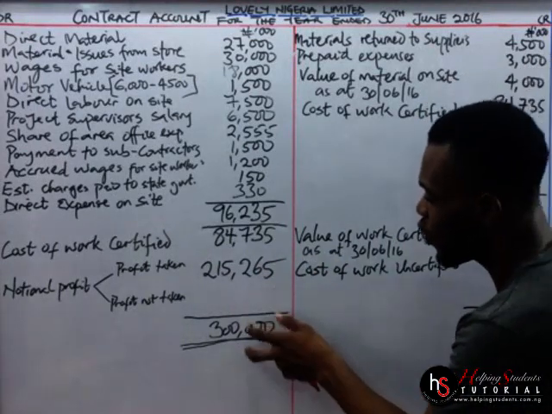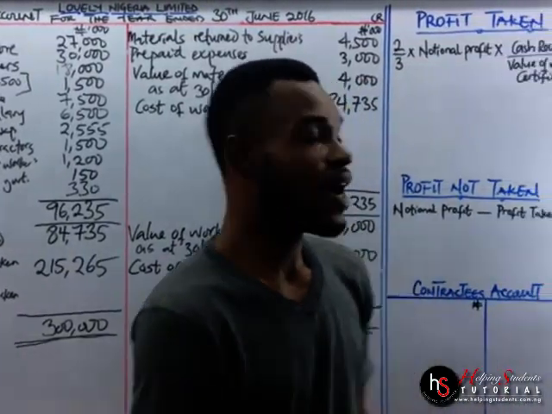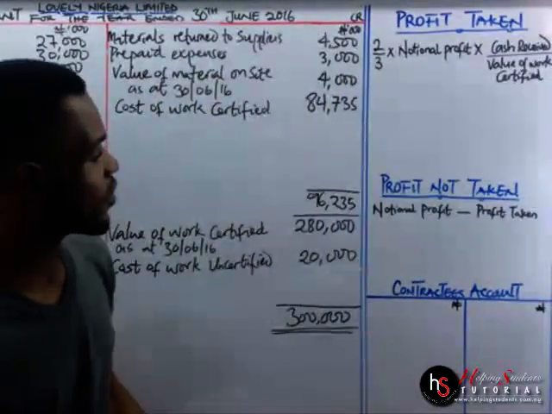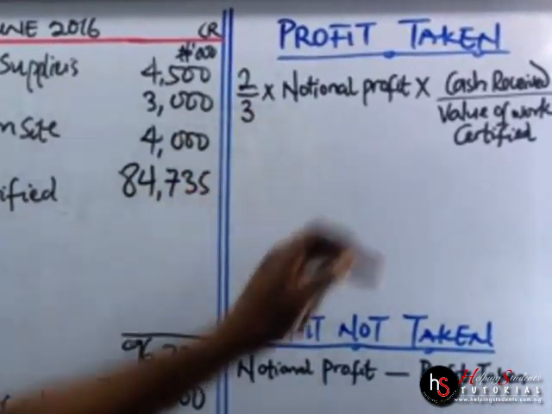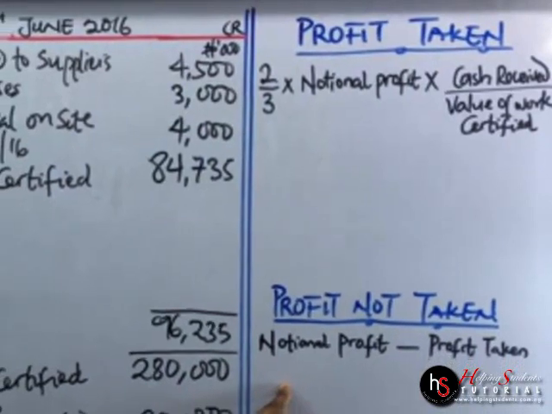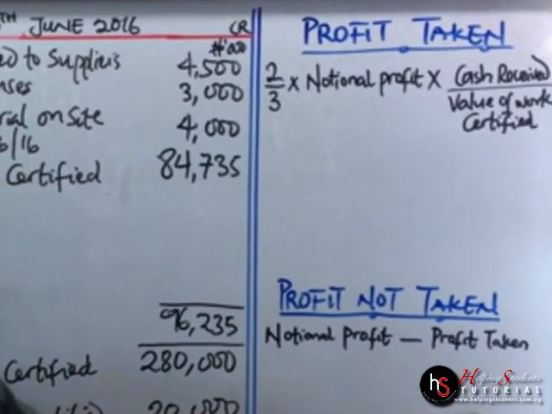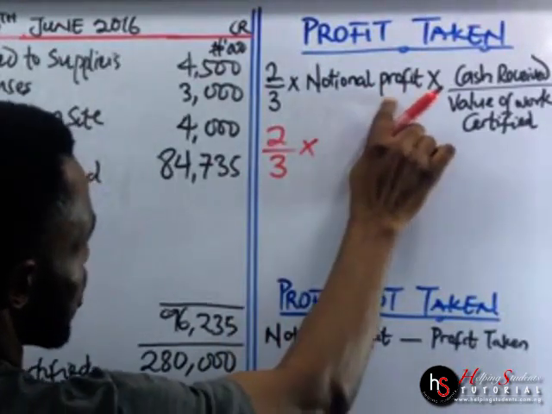Okay, so how do we go about it to determine these two values? Let us move over to this section. Now, the formula for the profit taken and the profit not taken are listed on the board. So we have 2/3 times the notional profits times the cash received divided by the value of the work certified. And for the profit not taken, we have the notional profit minus profit taken. So let us treat this question. We'll go with the formula. We have 2/3 times the notional profit.